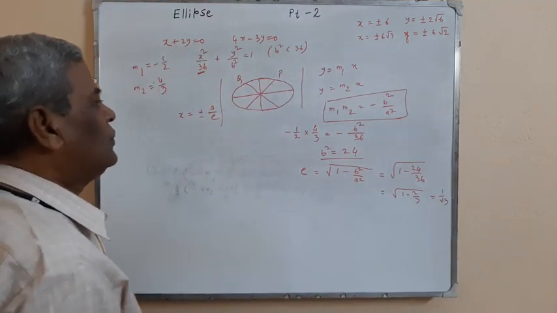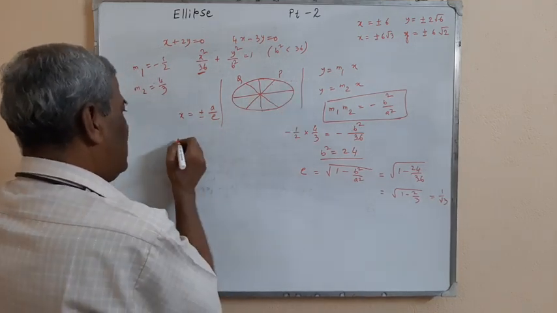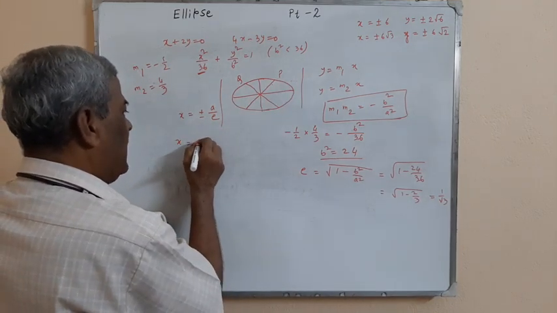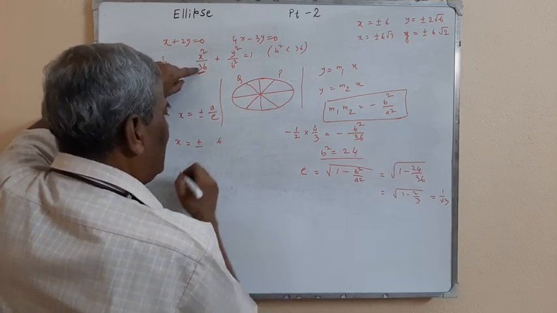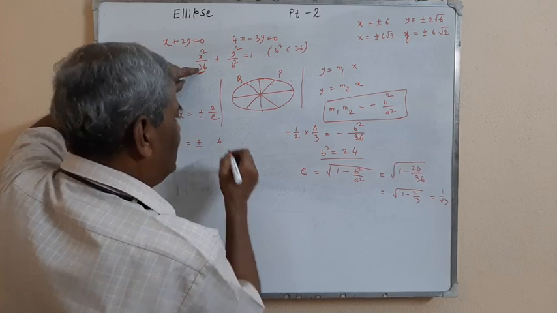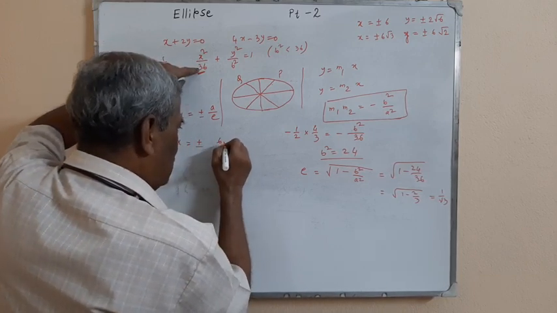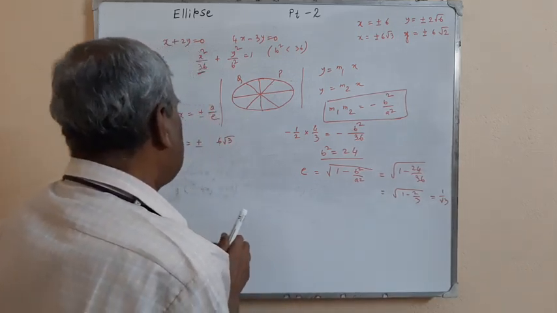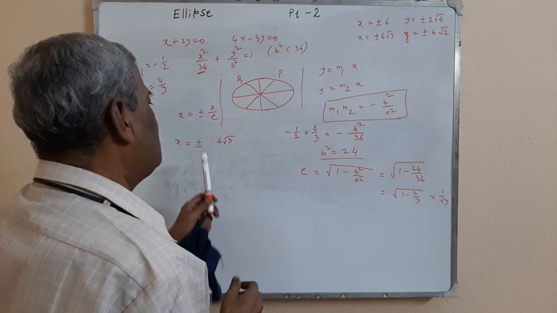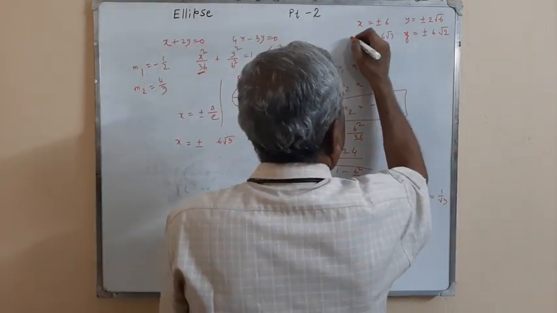So the equation of directrices is x is equal to plus minus a, that is 6, divided by 1 by root 3, so it is equal to that. So the equation of directrices is x is equal to plus minus 6 root 3. So this is the correct answer.